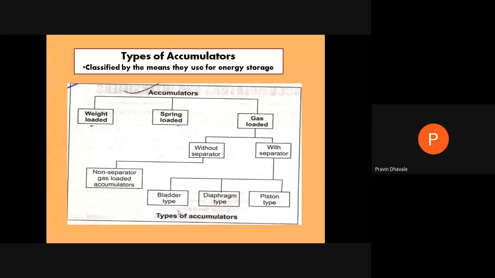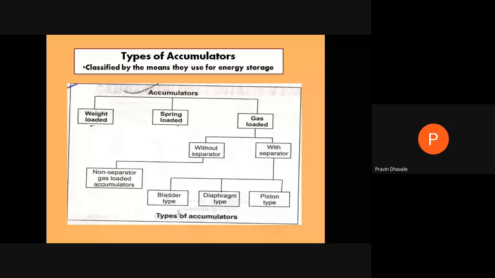Yes, reply. Are you getting the types of the accumulator? Yes, sir. Okay. In a short period of time, you can make a note of this classification. I will wait for 1 minute. Are you bringing the notebook and pen for the class? Hello?